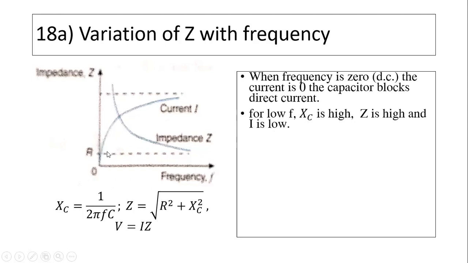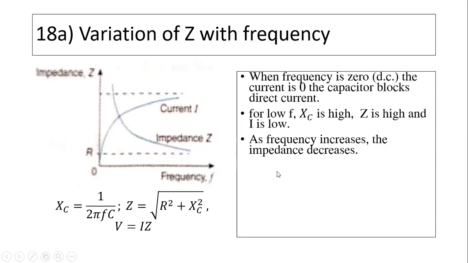For low frequency, around here, that one will be quite high. XC is quite high. Z is also quite high. And then remember, R is the one that's constant. Same as the DC circuit, same formula. Z high, I will be small.